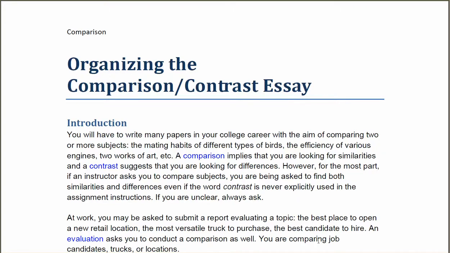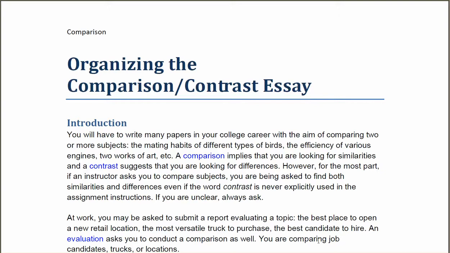Hey everyone, what we're looking at here is lecture material on how to organize a comparison/contrast essay. For the most part, when someone asks you to write a comparison essay, they're asking you to look at what's similar and what's different. Sometimes you won't see it written comparison/contrast, you'll just see comparison.